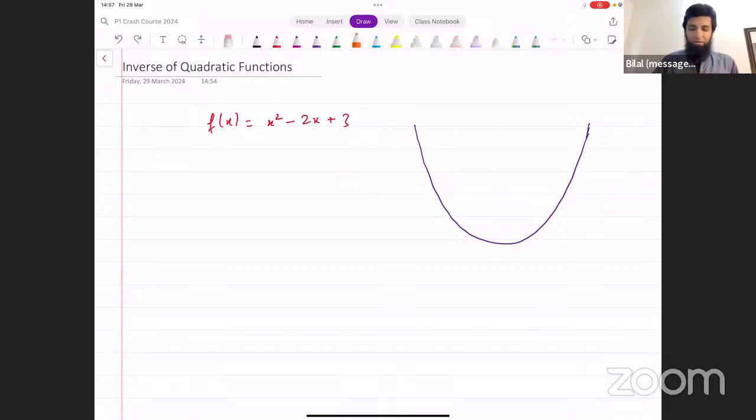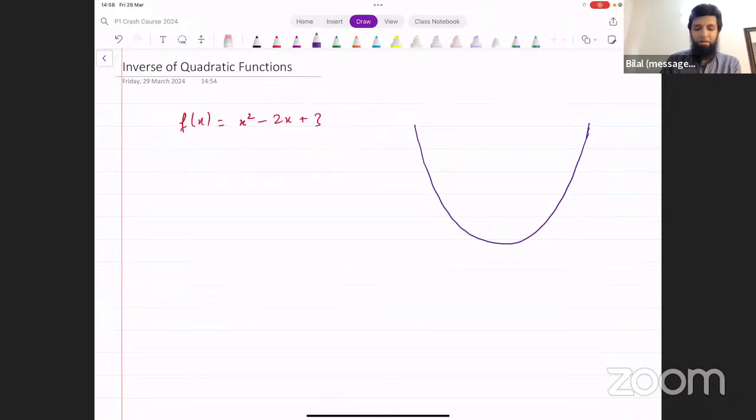Now, if you think about it, this whole function is not one-to-one, so we can't find the inverse of this whole function. What we can do, however, is define the domain of this function in such a way that it becomes one-to-one. Now, let me explain what that means.